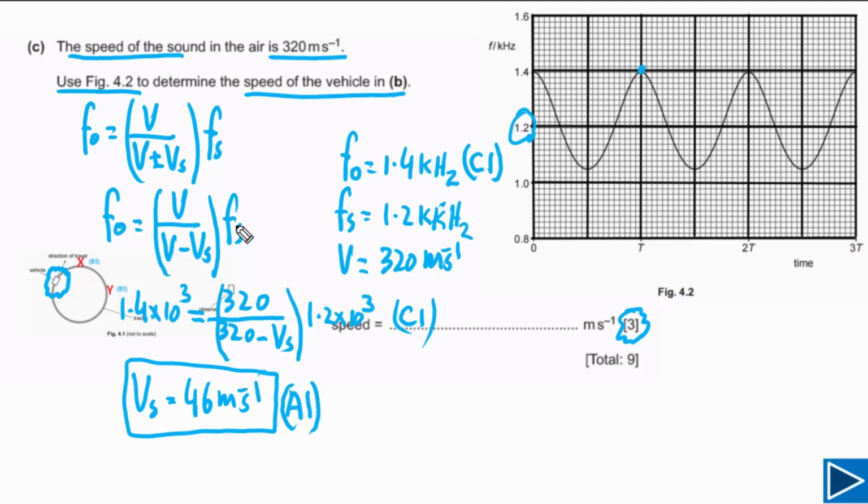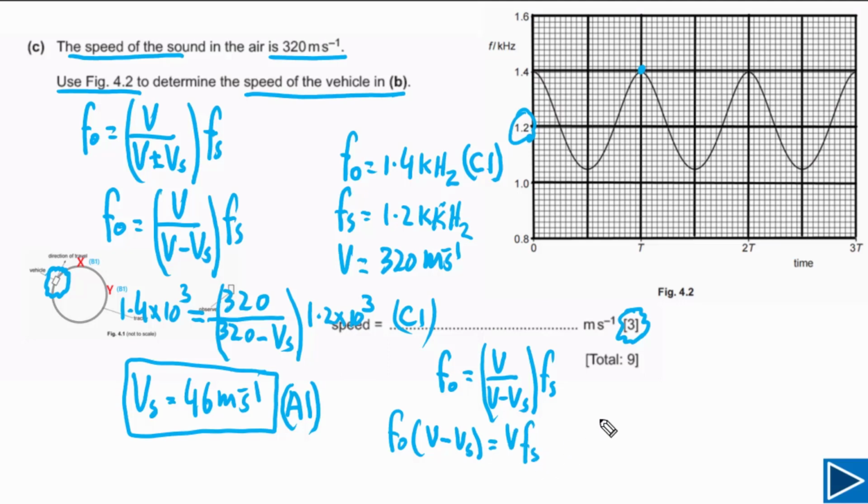Now let me help you a little bit with how to rearrange this formula, since some students are not clear how to rearrange to get Vs. The simple way is to cross multiply. So F naught here, we can multiply, and you will get F naught times V minus Vs, and this will be equal to V times Fs.